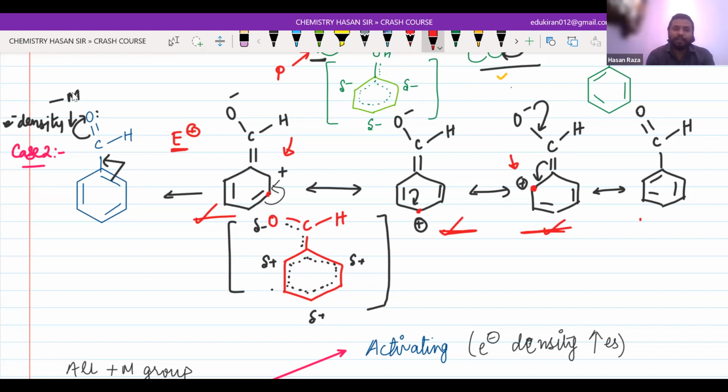So this minus M is known as meta directing. Due to this minus M, it decreases the electron density in the ring, especially at ortho and para positions. That's why you can see a positive charge on carbon, that is having a deficiency of electron at ortho, then para, then ortho. Only the meta position is left, not with a negative charge, not with too much electron, but at least it doesn't have a positive charge. That's why this minus M is known as meta directing. Is that clear?